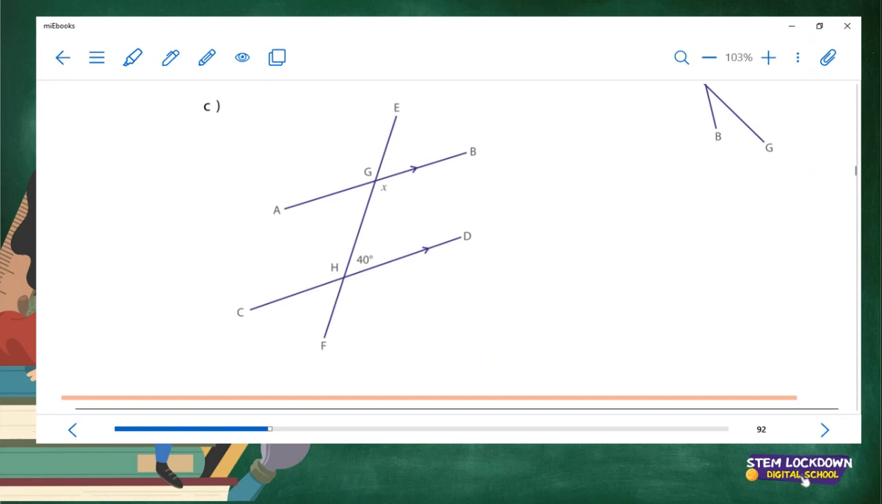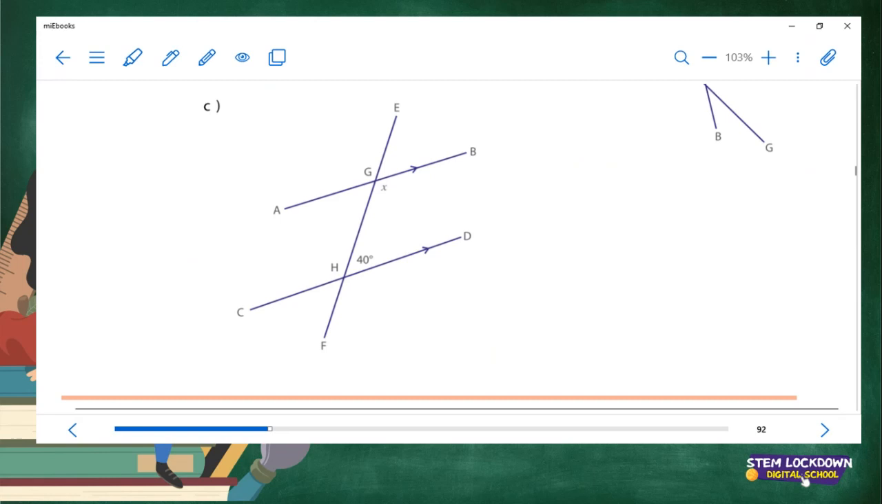Now we need to follow through with the last one, which is C. And of course, you can see that we have got the line EF, which cuts the lines AB and CD at points G and H, respectively, where they form angles. Many angles are formed there. But we are particularly interested in the two angles, X and 40. And we want to calculate the value of X.